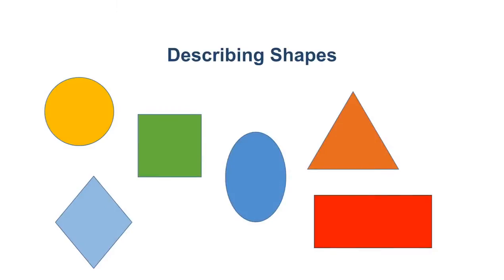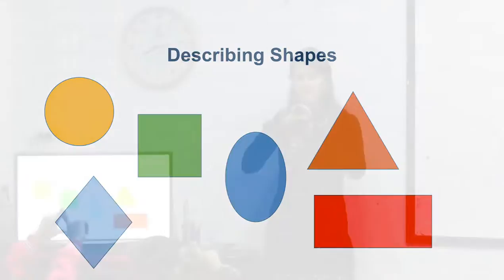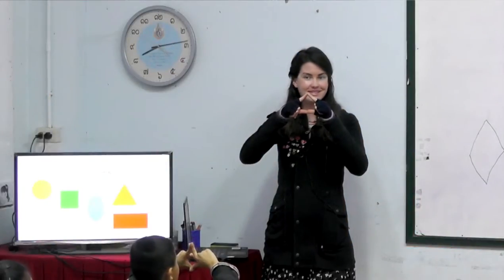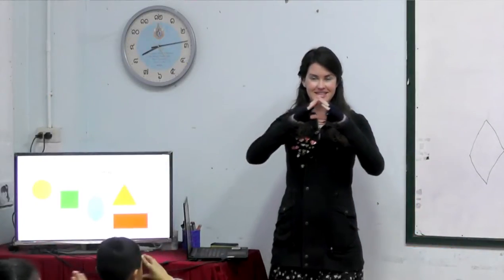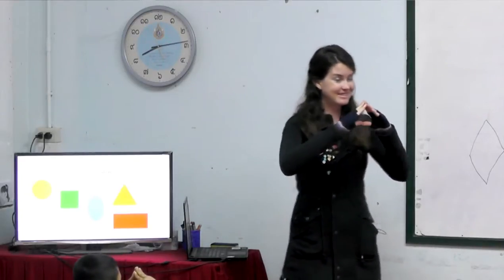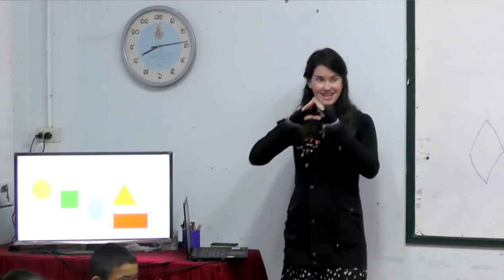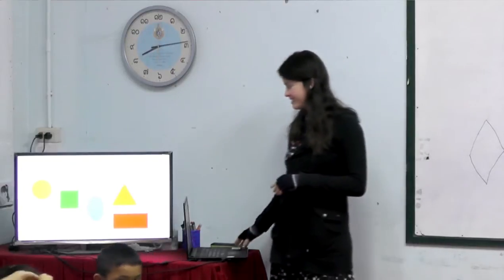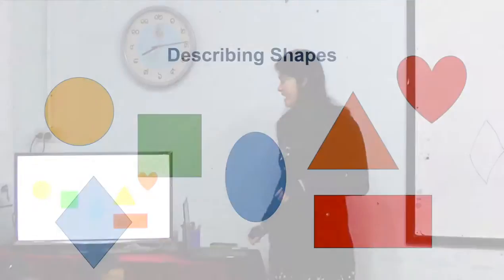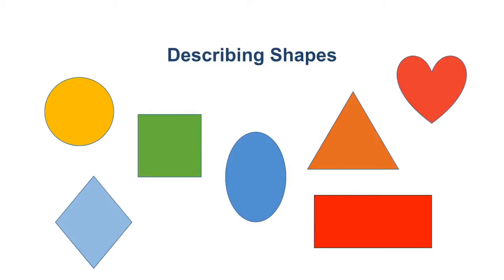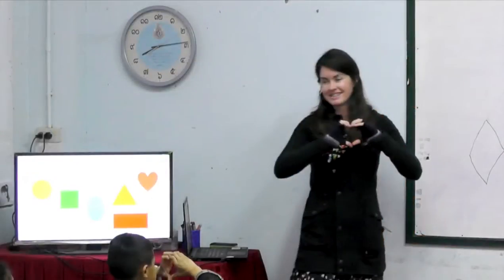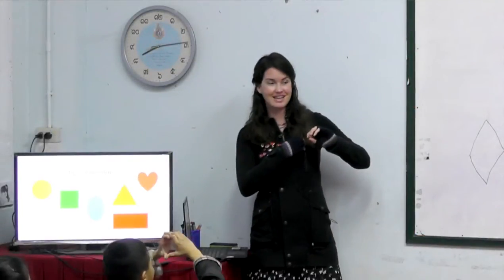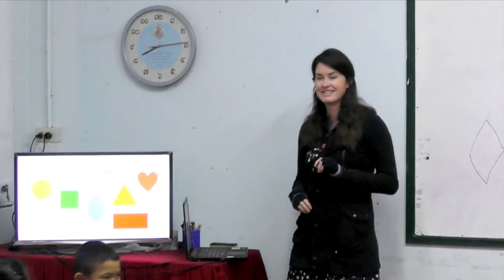What is this shape? Triangle. You can make a nice little triangle. Good. Show me how you can make a triangle. Very nice. We've got a lot of different ways we can do that. And what's this shape? Heart. Show me a heart. And we've got a heart right inside our body right there. Very nice, friends. Good job.